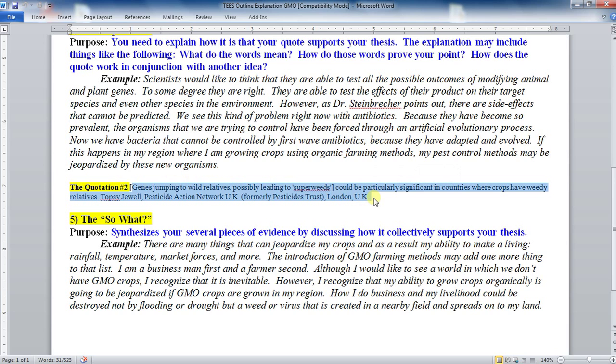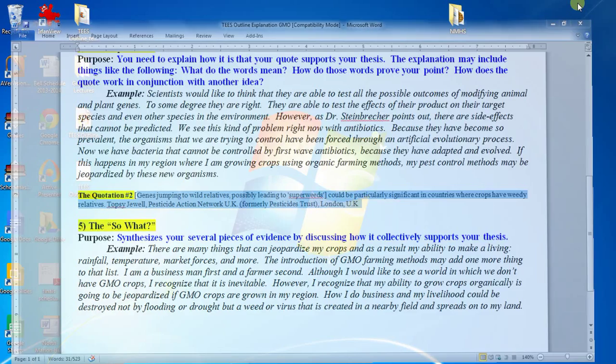Okay. What I'm going to do is in the next video I'm going to walk through examples, another specific example, and show you how this so what would play out. So let's look at a second example.